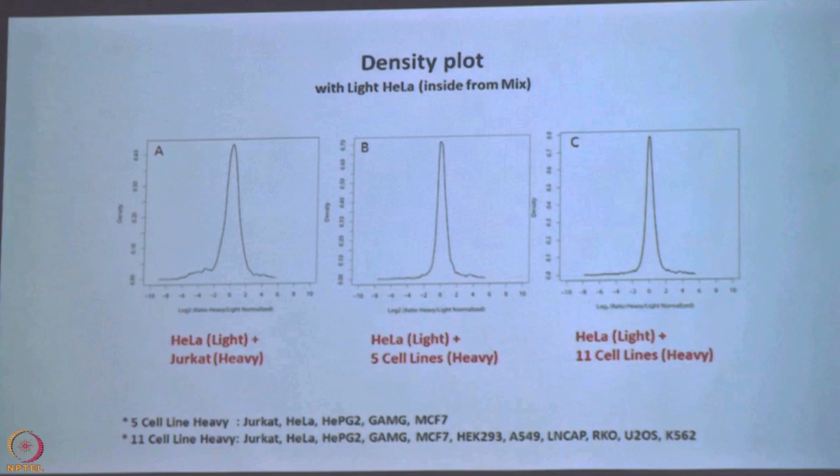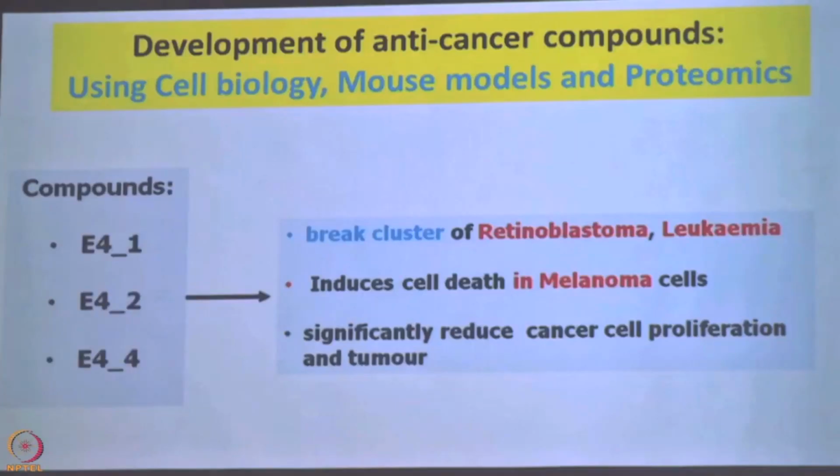Okay? You all have learned R, and with this I will move towards a little bit of cancer drug discovery. That is my favorite hard work of PhD students, and it is somehow giving good results. So, what is there? Development of anti-cancer compounds uses cell biology, mouse models and human models.